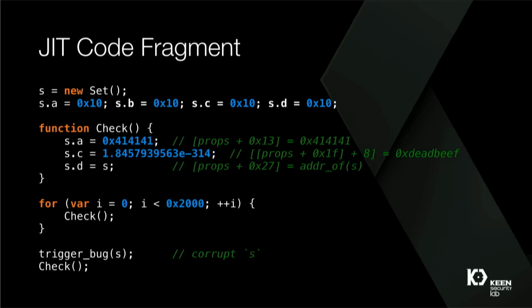First, we prepare the global object and its properties, and then we prepare the check function to write on its properties and optimize it. After that, we trigger our bug to corrupt the global object S. And finally, we trigger the optimizer function again and write directly on the corrupted object.